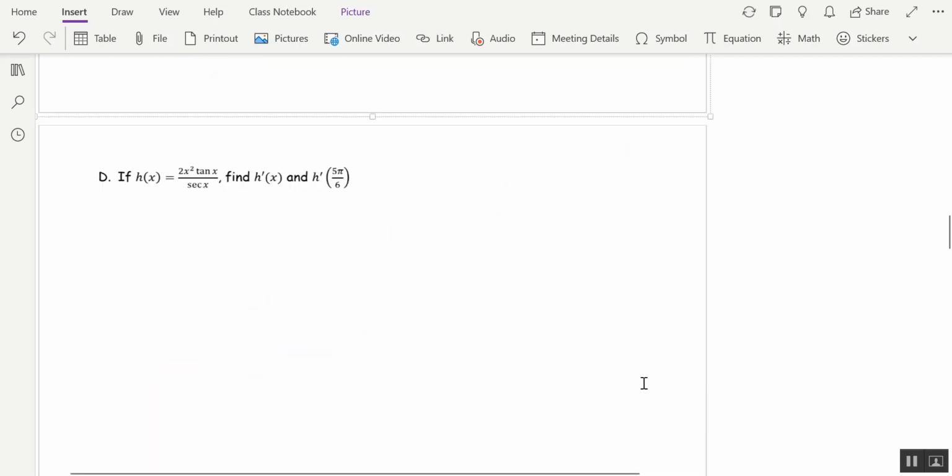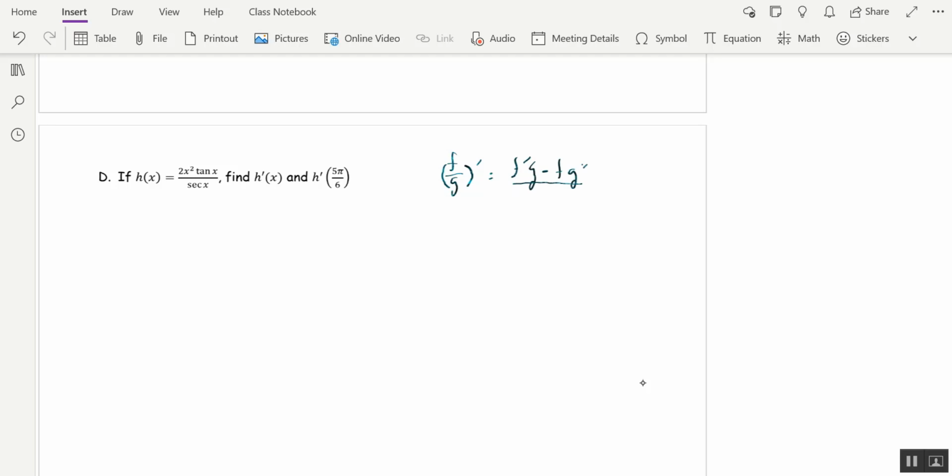Here's another one. Find h prime of x and h prime of 5 pi over 6. So one's going to be a function, one's going to be a number. Now I could use the quotient rule right here, and I'll remind you of the quotient rule. F over g prime is f prime g minus f g prime over g squared. So I could do that, but I'm thinking, well, I can simplify this. So this isn't h prime, this is h still.